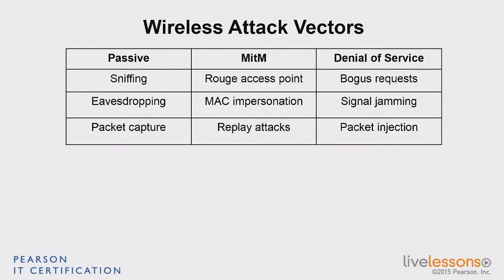So all of these various attack vectors, passive, man-in-the-middle, and denial-of-service, are ones that we need to consider when we're doing a risk assessment of our wireless environment.